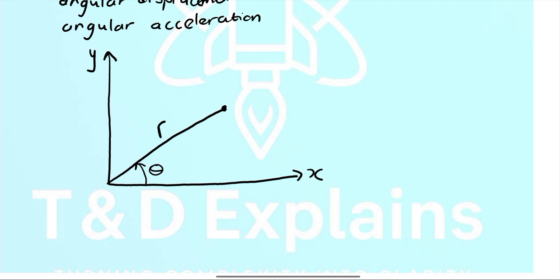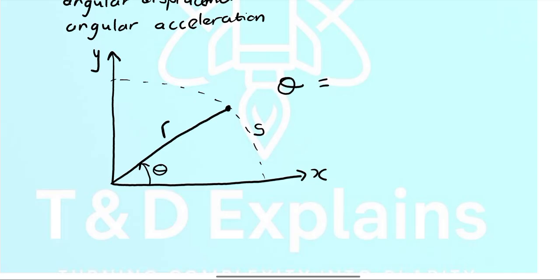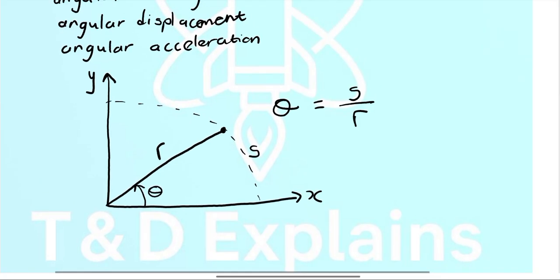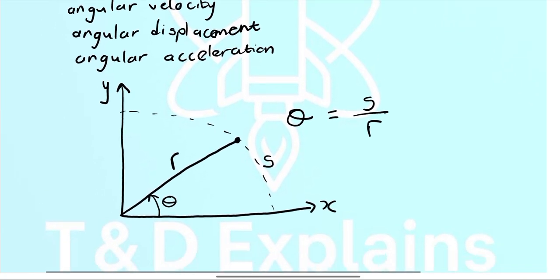So we know that from mathematics, the distance along an arc is given by letter S. So the relationship between these three quantities is given by theta equals S over r. So this is an important relationship in rotational kinematics.